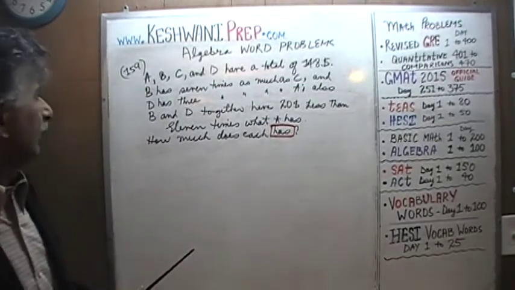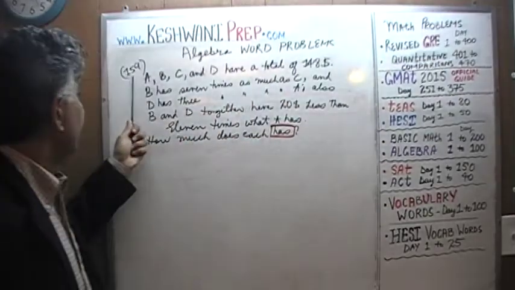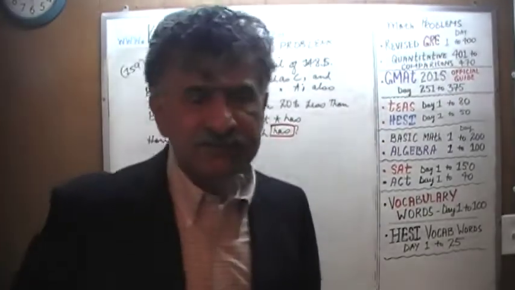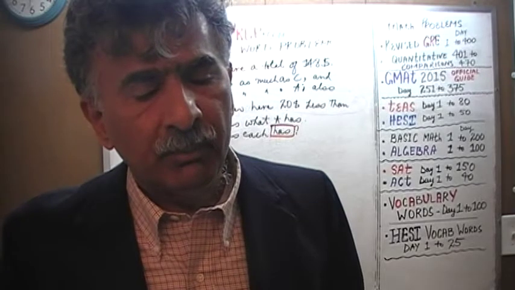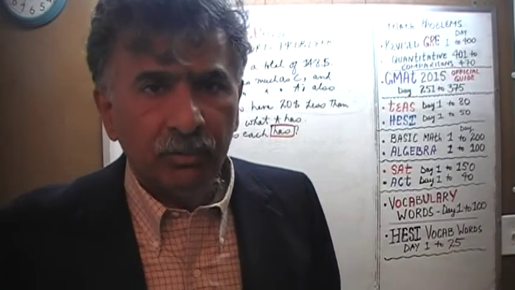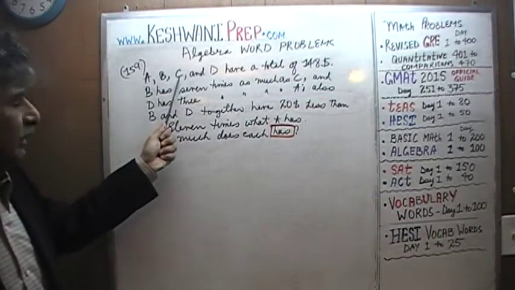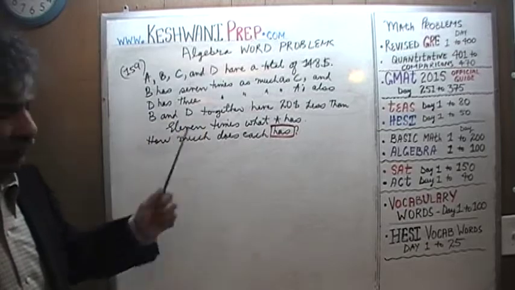Here we are going to have 4 unknowns, just like yesterday, just like number 158. A, B, C, and D will represent the amount of money that each person has. So we're going to use the same symbol as their names. A is going to represent the amount of money that A has, C is going to represent the amount of money that C has, and so on and so forth.